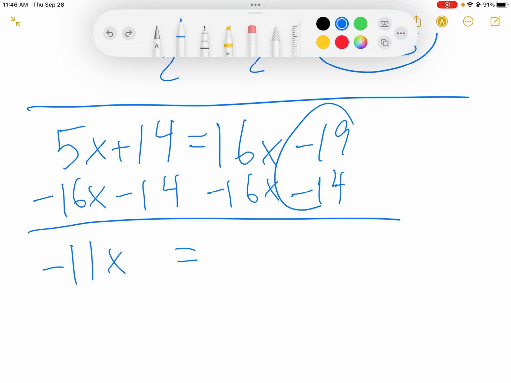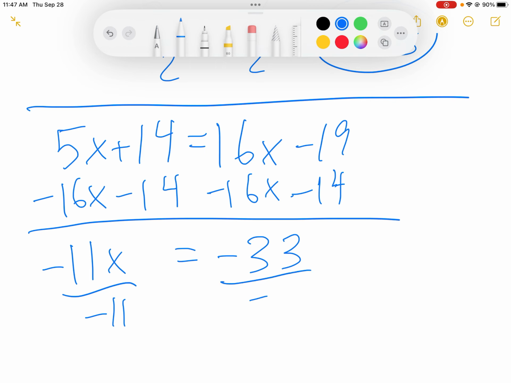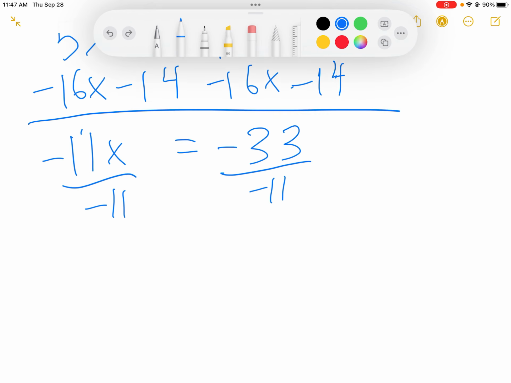And minus a positive number will give me a deeper negative. Negative 19 and negative 14 makes negative 33. Then divide both sides by negative 11, because we want to cancel out whatever is multiplying that x. Remember, the thing you don't want, that's the thing you want to use. I do not want a negative 11 here, so I get rid of it by dividing by it. And I get x equals negative divided by negative, positive 3.